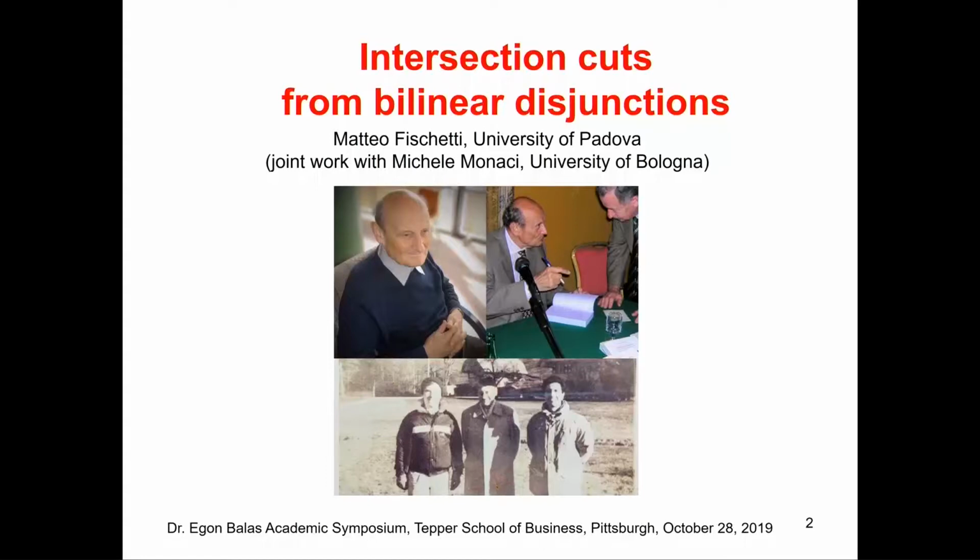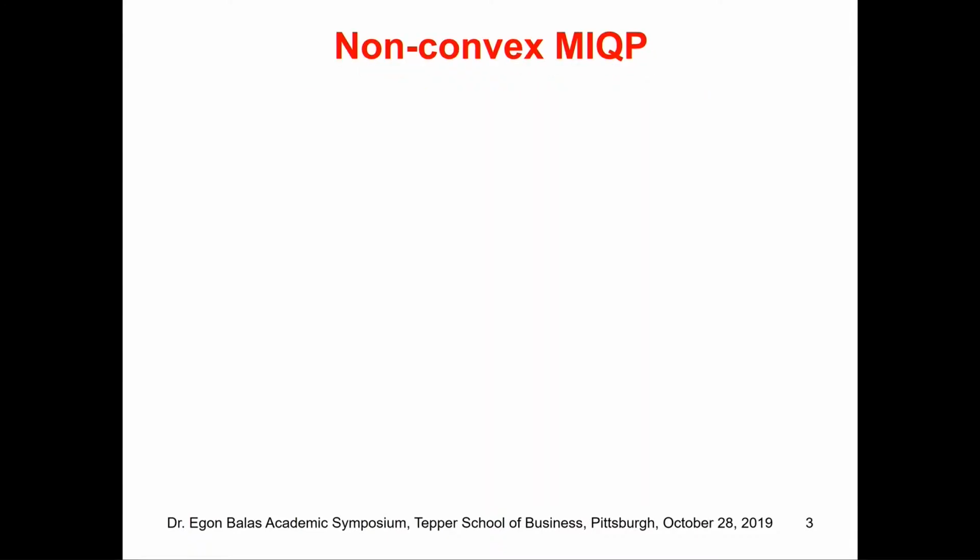disjunctive part. So this talk is about the intersection cuts that of course are due to Egon. You can see some pictures here, and Bill Pulleyblank is in the audience, is this guy, and Paolo Toth is the other there, just for you to know. So this became very popular nowadays, so I will talk again on non-convex mixed integer quadratic problems.